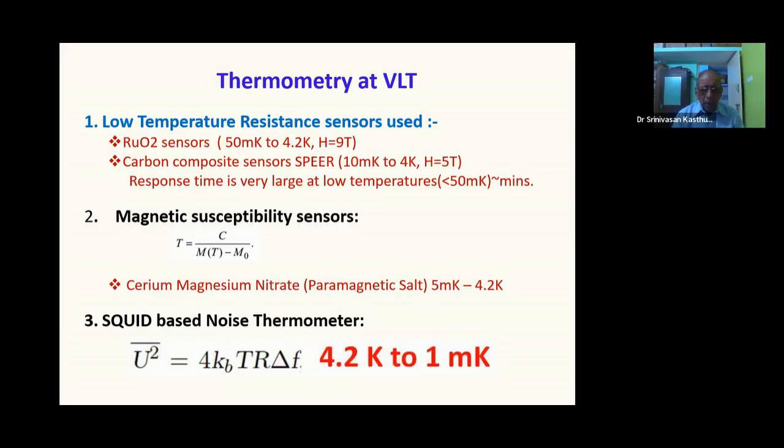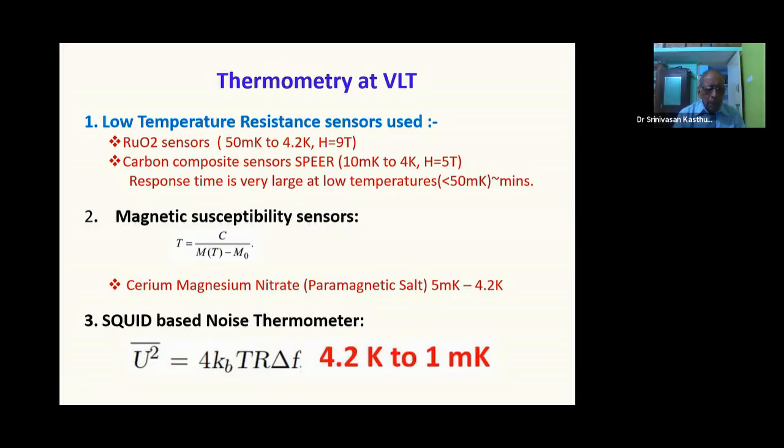This is supplied by Spears carbon resistors. But it is useful from about 10 millikelvin to about 4 Kelvin in a magnetic field environment of 5 Tesla. The response time is very large at low temperatures below 50 Kelvin. It doesn't respond immediately. It responds rather late. So less than 50 millikelvin, the response time is of the order of minutes.